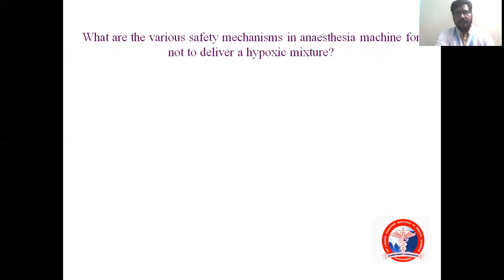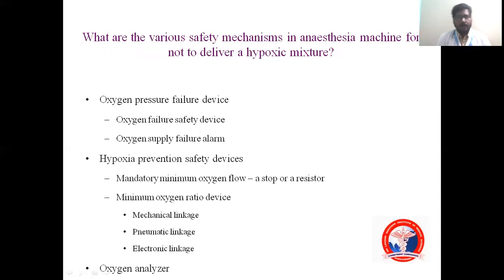Now coming to the various safety mechanisms in the anesthesia machine to not deliver a hypoxic mixture. This is very, very important. Students, we have to be very careful. We have to prevent hypoxic mixture going to the patient. Then how to prevent? We have various safety mechanisms to prevent the delivery of hypoxic mixture. We have the oxygen pressure failure device, which includes the oxygen pressure safety device and oxygen supply failure alarm, and the hypoxia prevention safety device, which includes mandatory minimal oxygen flow and minimum oxygen ratio device.